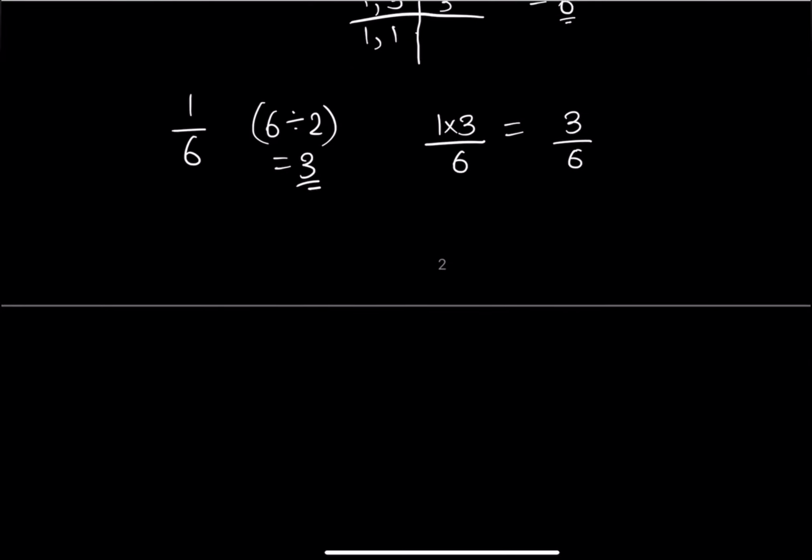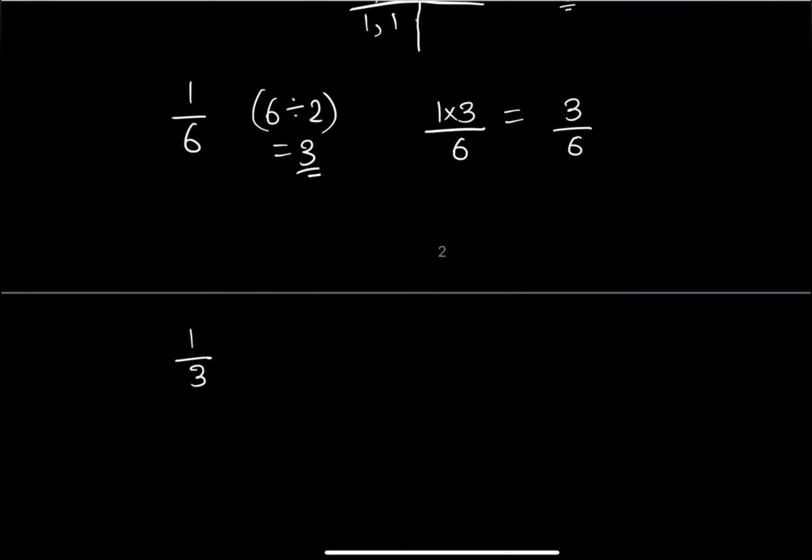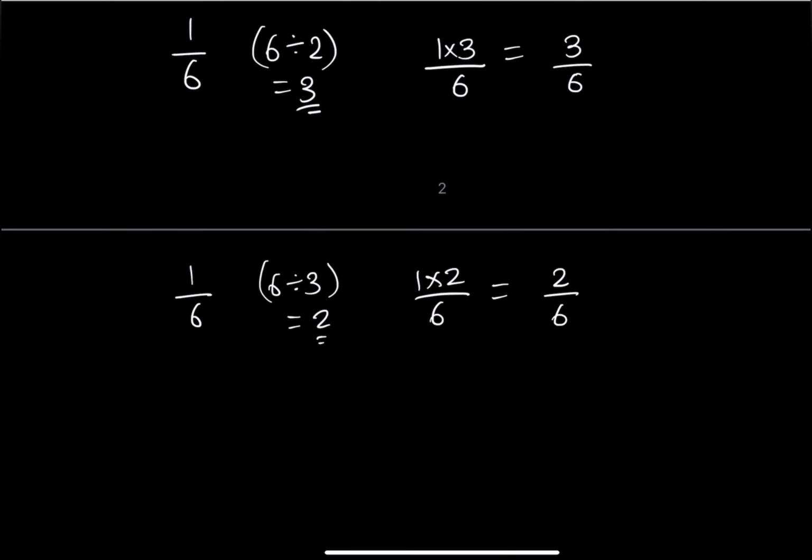Now let's convert 1 by 3 into a fraction with denominator 6. So we're going to turn this 3 into 6, and we're going to divide 6 by 3, which gives us 2. And we're going to multiply this by 1. So 1 times 2 gives us 2, which gives us 2 over 6. If you cancel it out again, you can see that 2 by 6 reduces to 1 by 3, meaning we have the correct fraction.